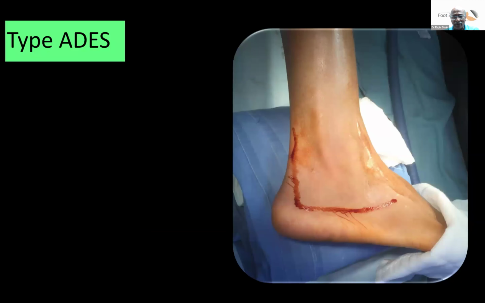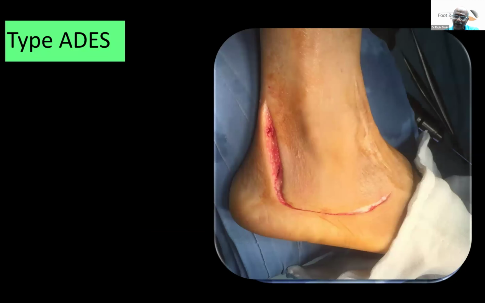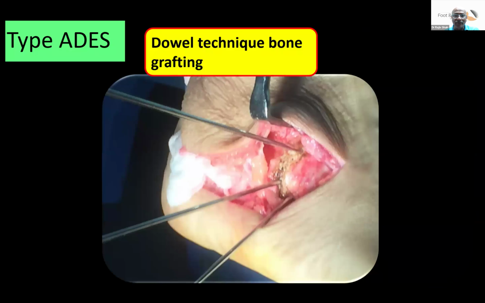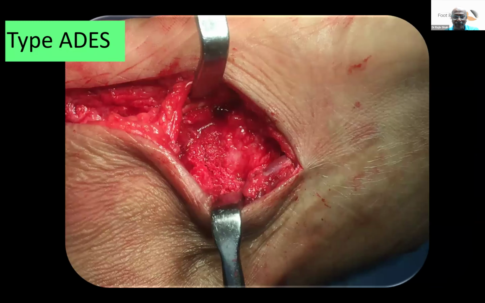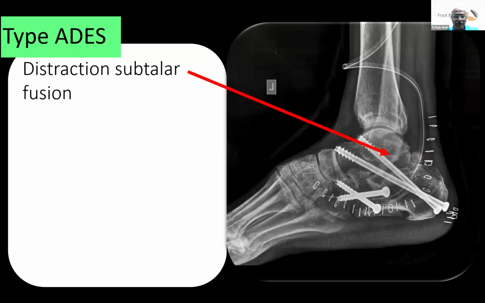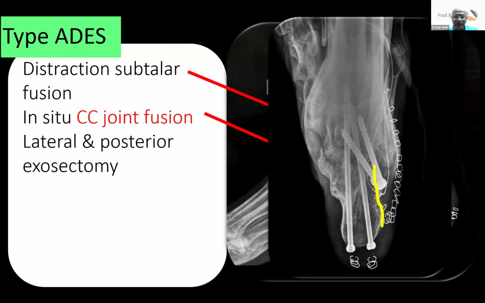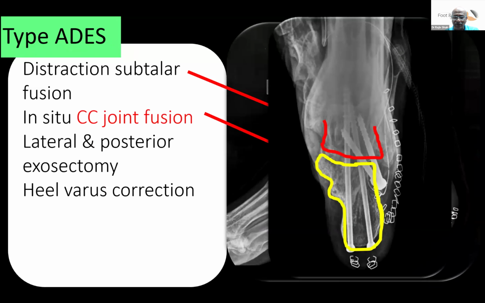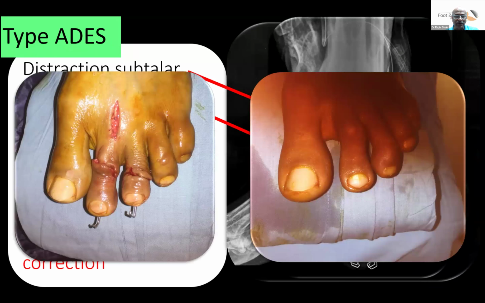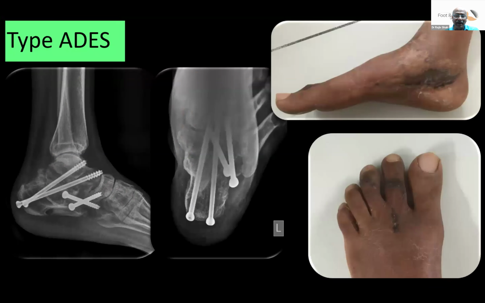An extensile lateral approach was taken for this case, extended dorsally to expose the calcaneocuboid joint, and a double bone grafting technique was used for the calcaneocuboid joint. Cancellous grafts were packed, and subtalar plus calcaneocuboid fusion was done. It was a distraction subtalar fusion, in situ calcaneocuboid joint fusion, lateral plus posterior wall exostectomy, correction of the heel varus, and correction of hammer and mallet toes was also done. That's how it was treated, and this is how the final result looked.